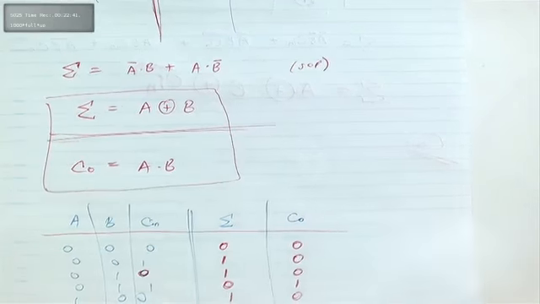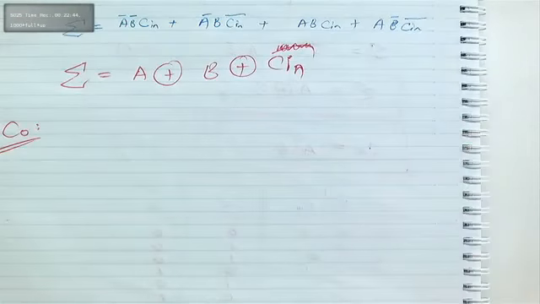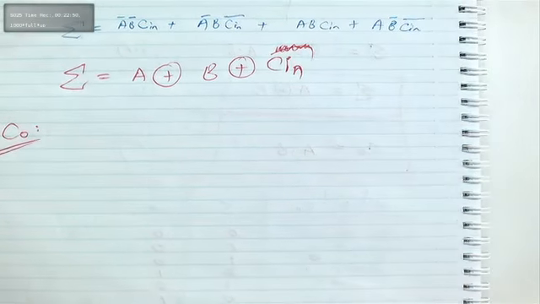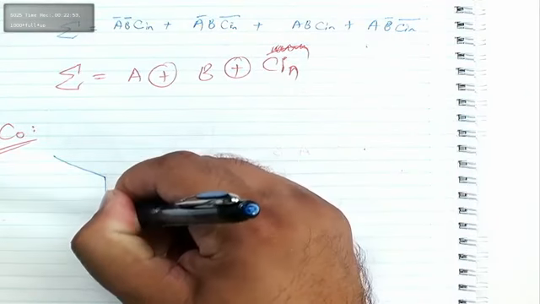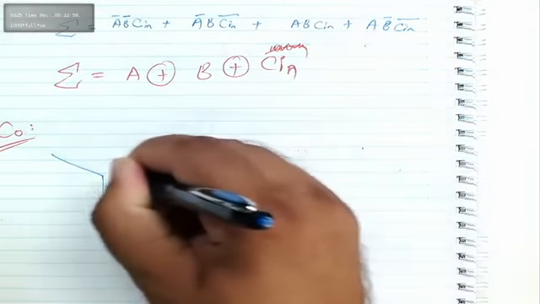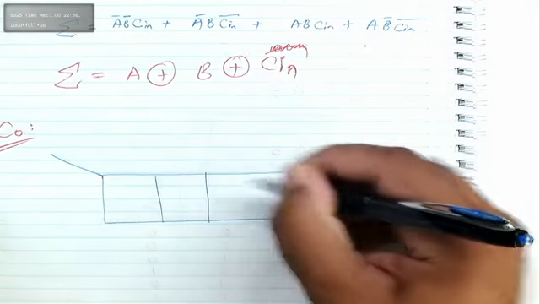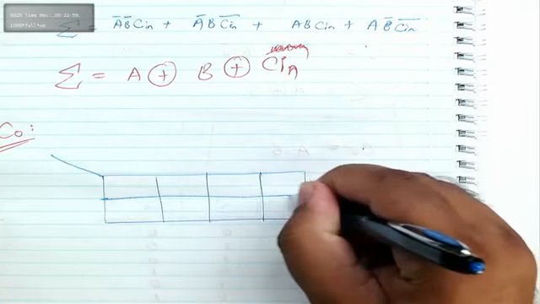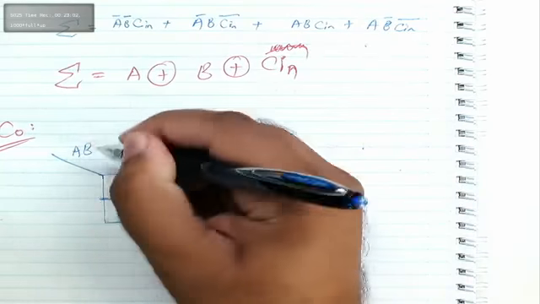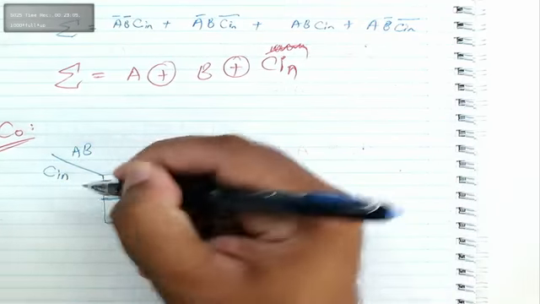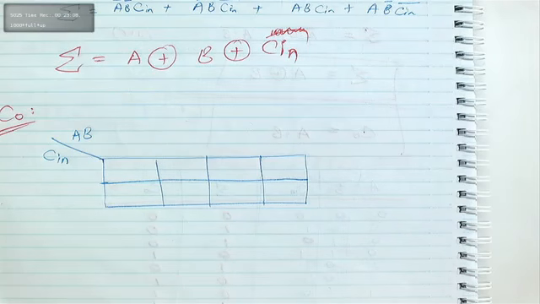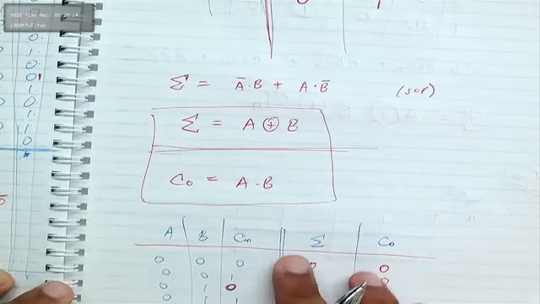Remember, our truth table had two parts: there's a sum and there's a C out. So we need another Boolean expression for C out. Obviously we do it again with another Karnaugh map: A, B, C in. Remember, the inputs are always the same. If you look at the truth table, the inputs are the same. It's only the output, and we're choosing a different output now.